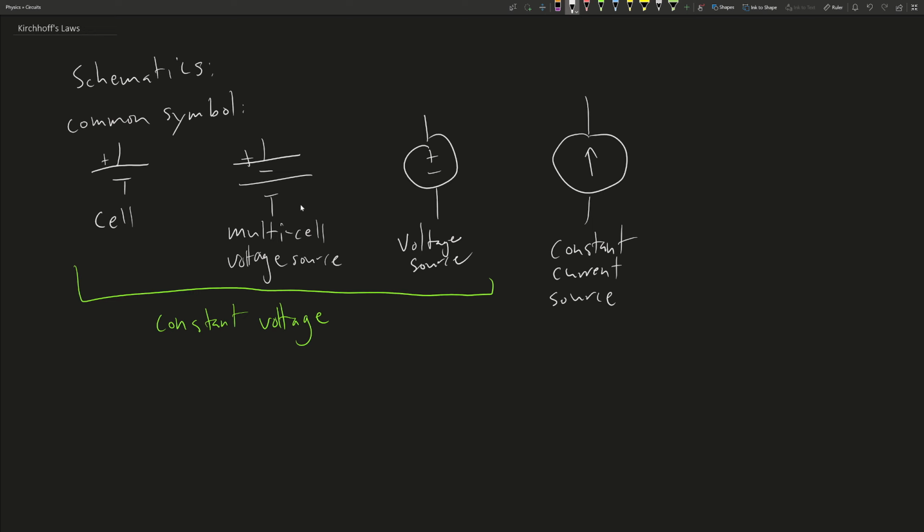Now, some other components that you might see include a resistor, which looks like the zigzag thing. So this is a resistor. And this will be an ohmic resistor, which means that it follows Ohm's law and is linear.